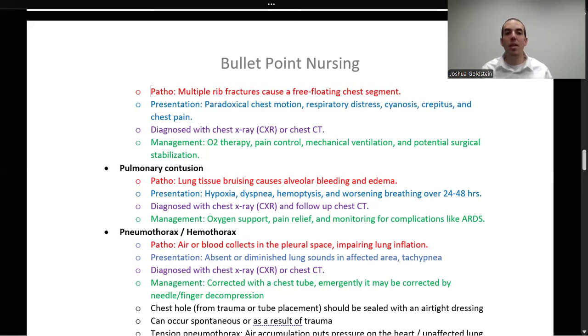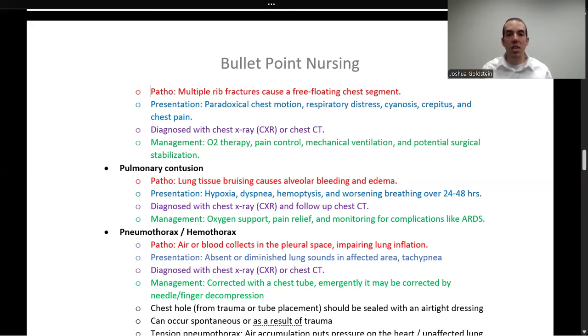Next, we have a pneumothorax or a hemothorax. The patho is, we already discussed, air or blood collecting in the pleural space, meaning that the lungs can no longer fully inflate or expand like they're supposed to because there's air or blood blocking them. The presentation is going to be that that part of the lungs, let's say it's right over here, will have diminished or absent lung sounds. It can also present with tachypnea, which is fast breathing, because the patient can't breathe as deeply to get air into their body, so they're breathing quicker to make up for that loss.